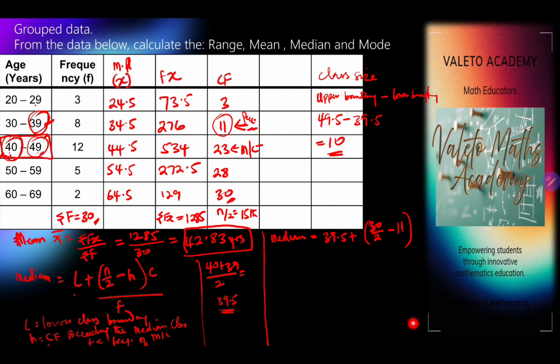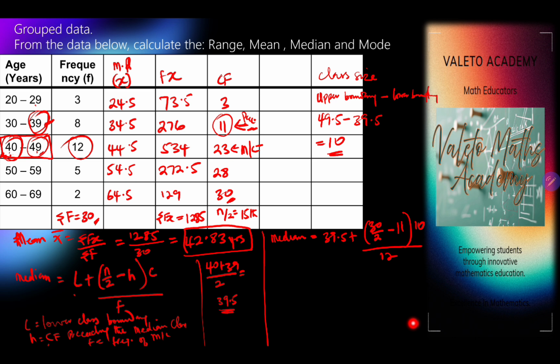Do not make the mistake of doing 49 minus 40. If you do 49 minus 40, you're going to have 9, which will give you a different answer. This is where most students make the mistake. The class size is 10, not 9, okay? Because we are using the accurate class boundaries. So from our formula now, we multiply it by the class size, which is 10. Then we divide all this by the frequency of the median class, which is 12. This is an easy formula for you to hold in your heart. Okay?